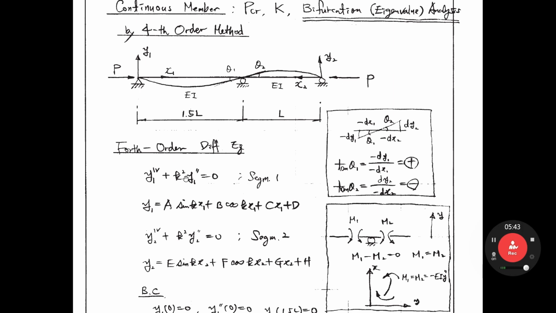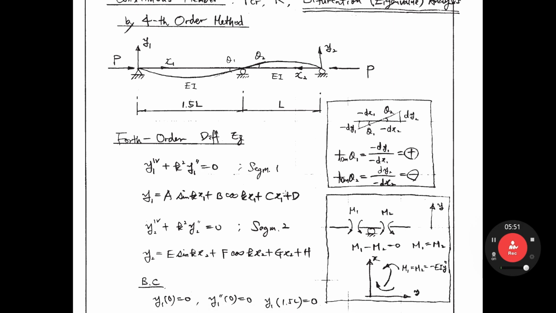Before going through this equation, we have to determine the sign convention. To understand, let's look at the sign of theta 1 and theta 2. This can be used later for the continuity condition. Let's look at theta 1 first. We start here and go this way. This x1 direction is right hand side, but this way is left hand side. So minus dx1. And then downward, minus dy1. That is theta 1.